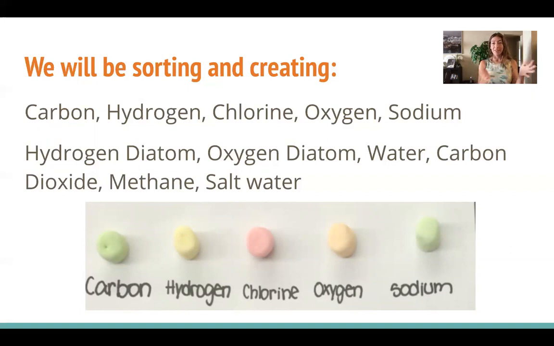So I've listed everything, and I would also put this on the board so that when I switch this slide, it still shows up. We will be sorting and creating carbon, hydrogen, chlorine, oxygen, sodium, hydrogen diatom, oxygen diatom, water, carbon dioxide, methane, and salt water. So kind of a mouthful. I promise that we will get through it. And I helped you out right here. These are all your elements. So you have your elements page already done. The marshmallows are elements. So when the marshmallows are elements, do we need to be doing any bonding?